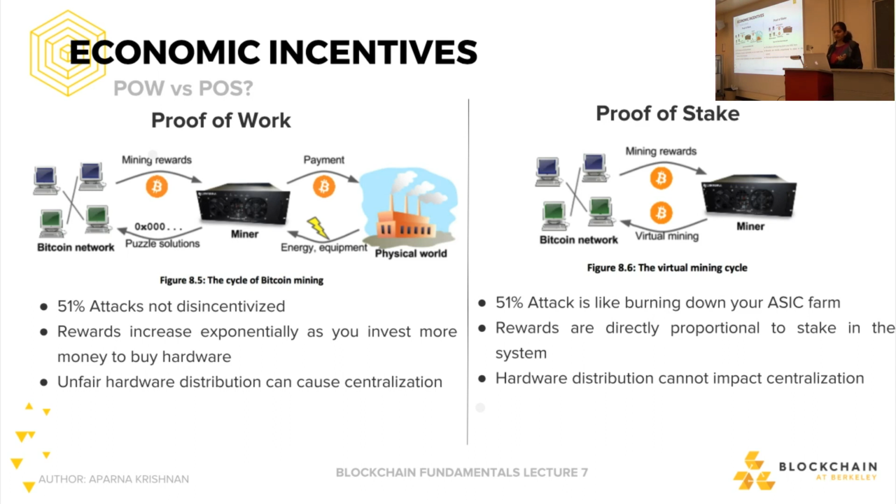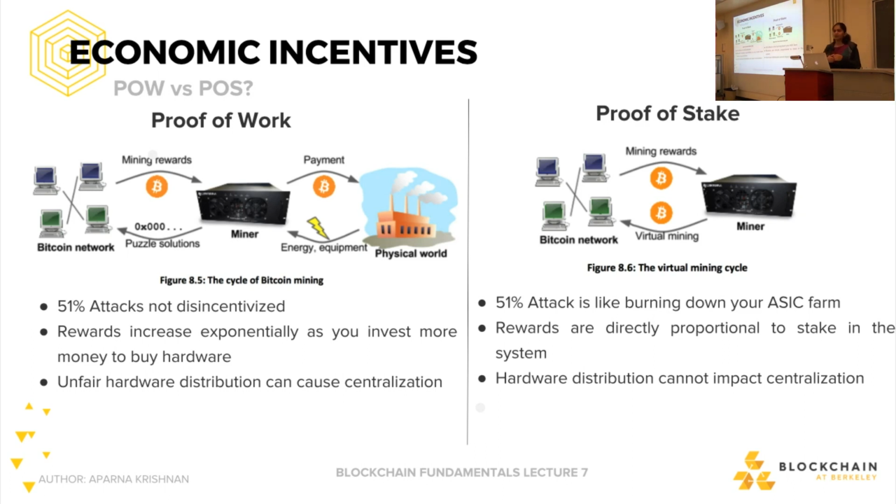With proof of work, your rewards increase exponentially as you invest more money into buying hardware. So if you mine with a CPU versus if you mine with an ASIC, your rewards are definitely very different. But in proof of stake, your rewards are directly proportional to the stake that you invest. So if Gloria invests 10 Ether and Nadir invests 20 Ether and lock them up, then Nadir's likely gains are twice as much as Gloria's likely gains.